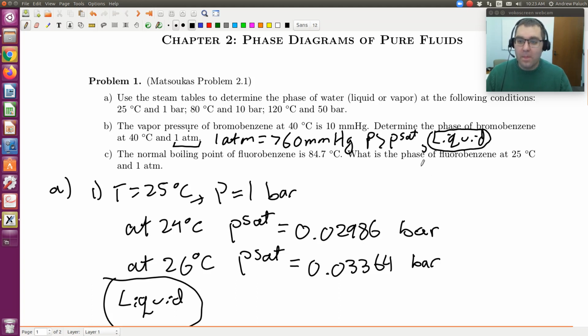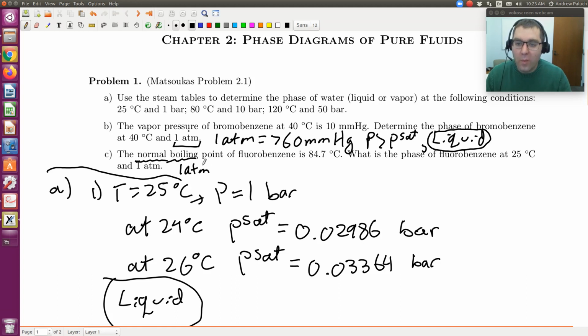All right, now C. So now the normal boiling point of fluorobenzene is 84.7 degrees C. What is the phase of fluorobenzene at 25 degrees C and 1 atm? Okay, so again, I don't necessarily need to do much. It's just picking up some jargon. So the jargon is, we're told the normal boiling point. Normal boiling point is going to correspond to the vapor pressure, right? Or, since we've got temperature, you can think of it as pure fluorobenzene boils at a pressure of 1 atm. So normal boiling point corresponds to a property at 1 atm.